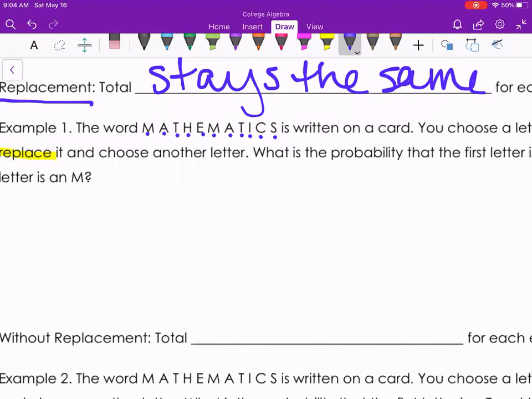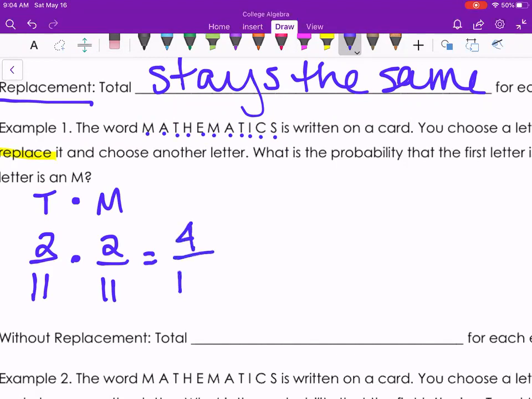So let's get the probability of a T, which is 2 out of 11. We're going to multiply this by the probability of getting that M, which there are 2 M's in that list. So that's another 2 out of 11 for a total of 4 over 121. Now I'm going to use my Desmos app to see if that will simplify down.